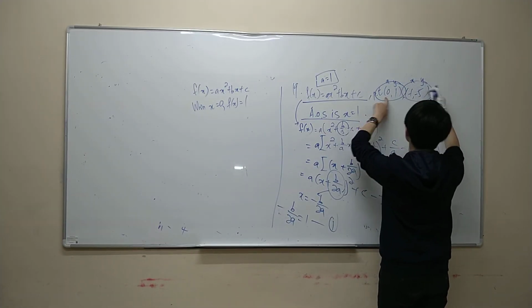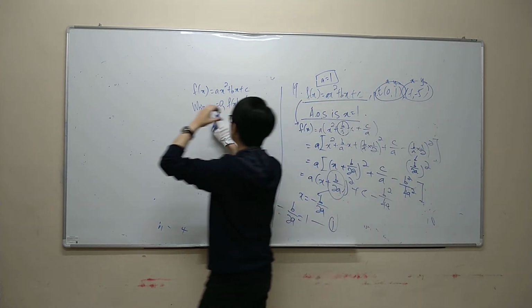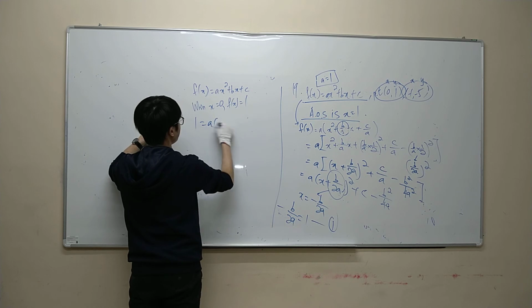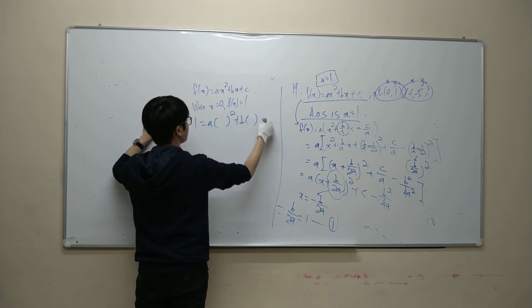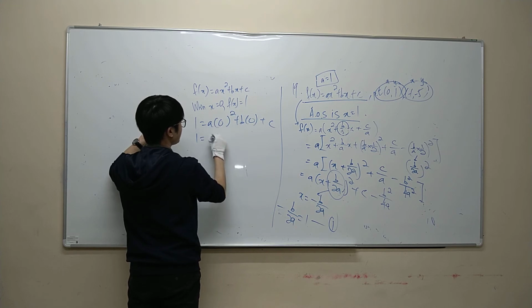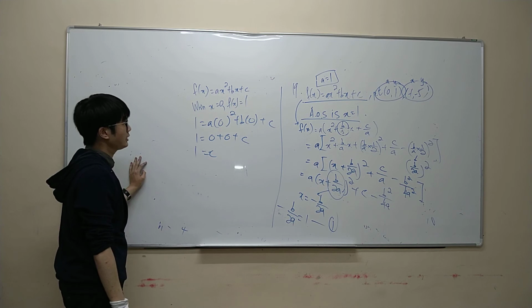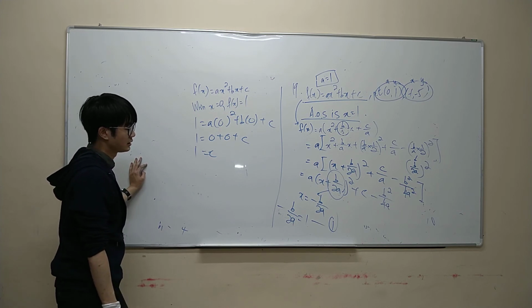So this is x, this is y. Okay, y is f(x), they mean the same thing. So when x equals 0, f(x) is 1. So 1 equals a times 0 squared plus b times 0 plus c. So 1 equals 0 plus 0 plus c, so c equals 1. Alright, so now I know my c is 1.